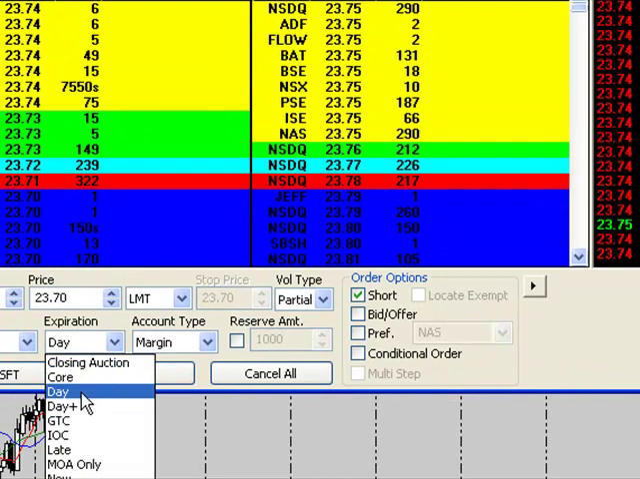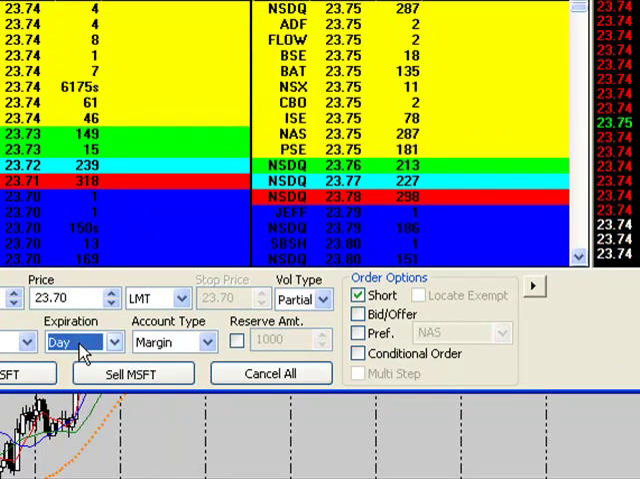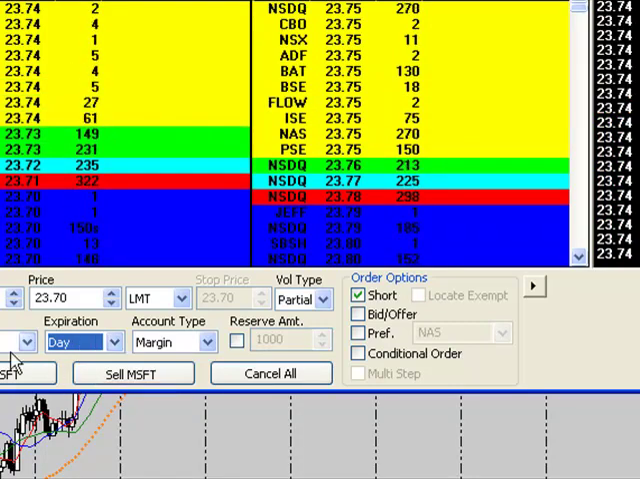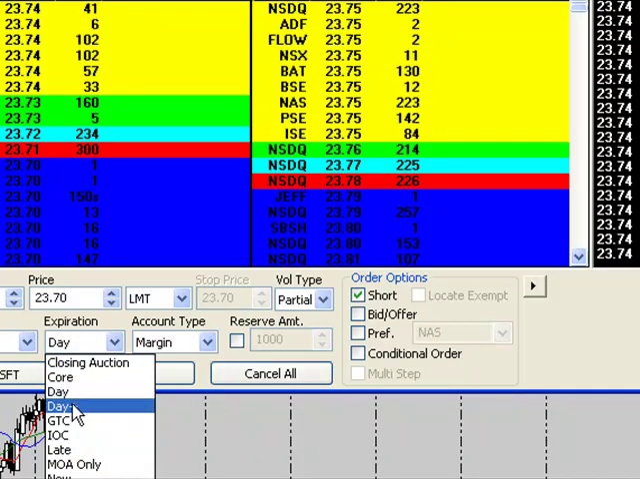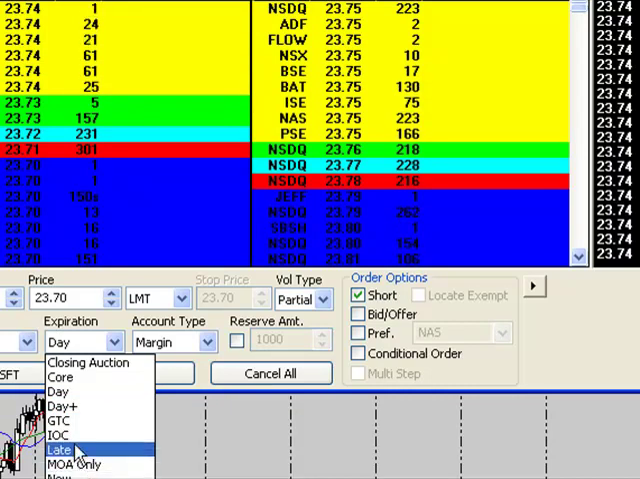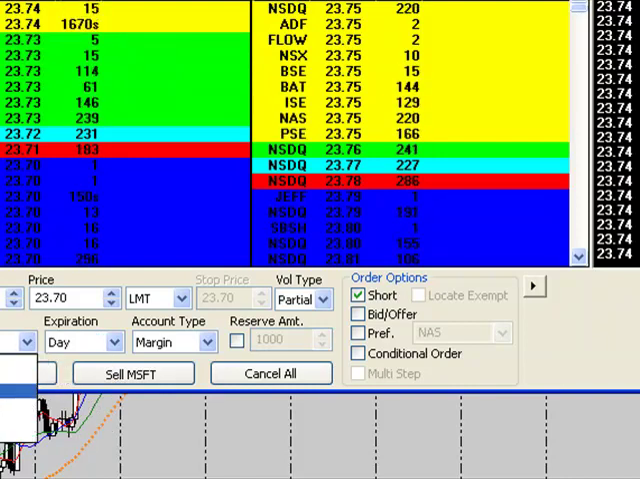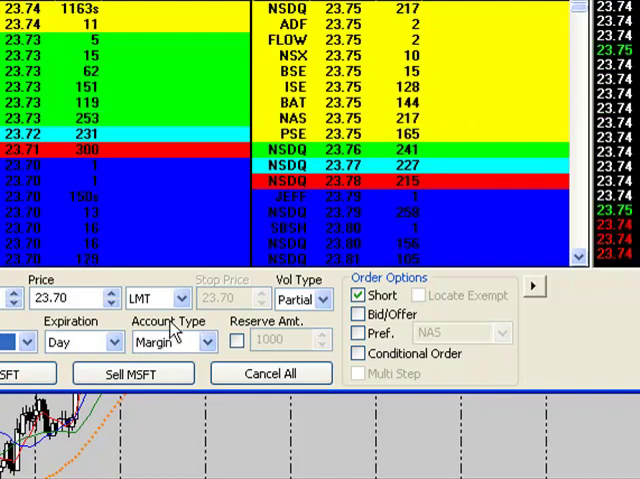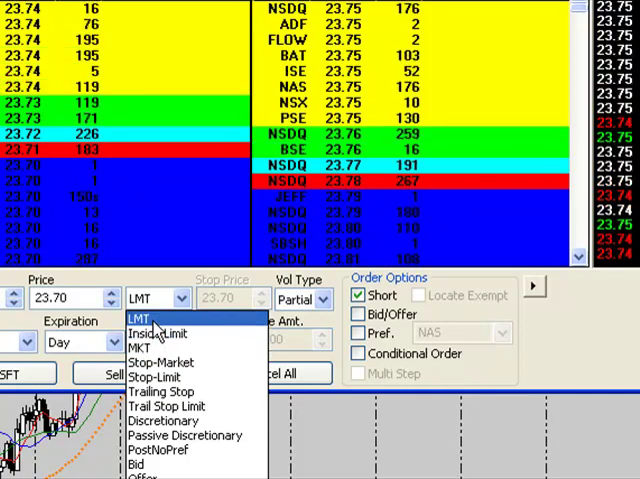What we're looking at here are the types of orders I have, or rather, these are the expirations. During normal market hours, I'm typically going to use a day order. If I'm looking at anything pre-market or post-market, I would do day plus. I never use any of these other ones. Those are other options available. Honestly, I don't even know what most of them mean. Here are the routes I can use. I always use Archipelago, and I always keep it in a margin account. As far as order types, I'm generally using limit orders.